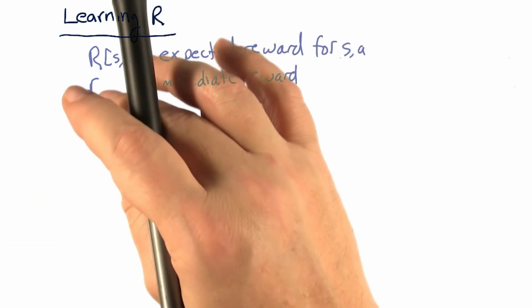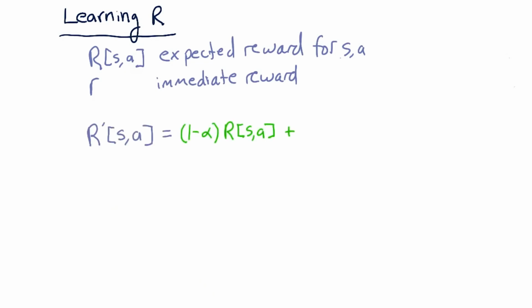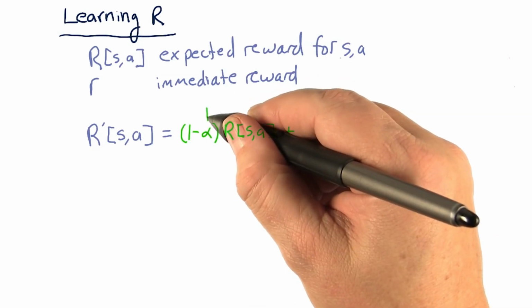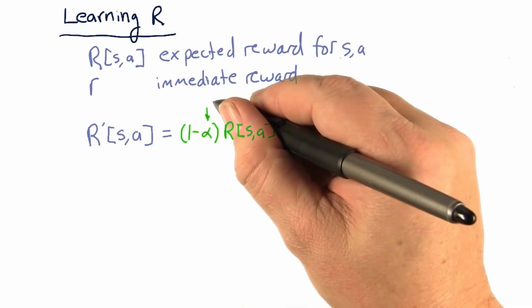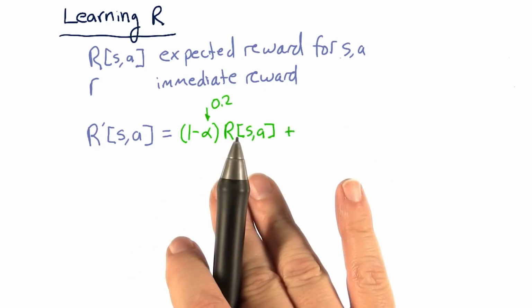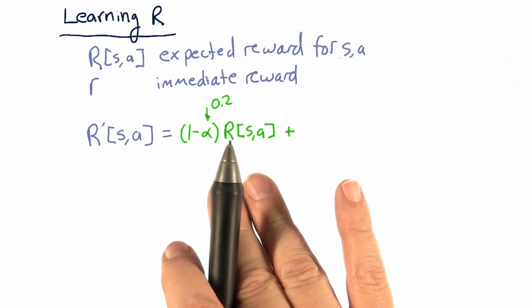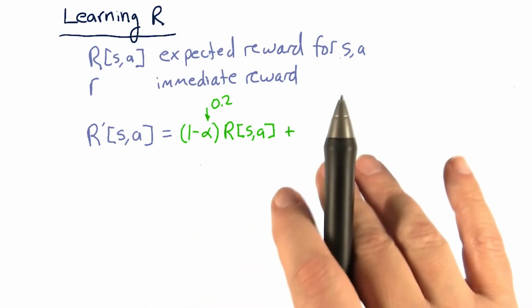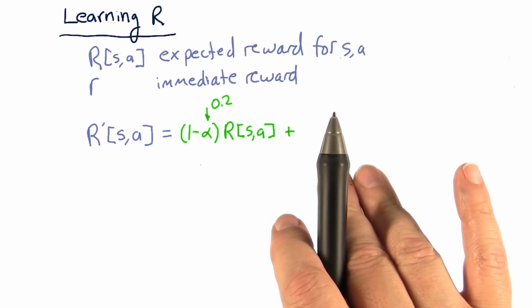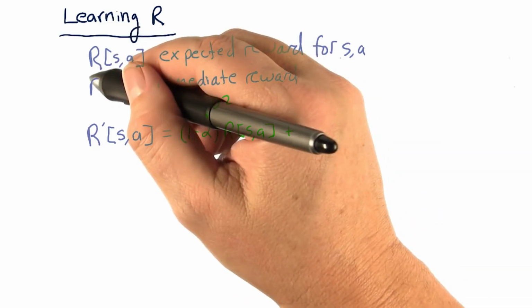We want to update this model every time we have a real experience. And it's a simple equation, very much like the Q-table update equation. What we have is 1 minus alpha, where alpha is our learning rate. And again, that can typically be something like 0.2. We multiply that times our current value for R. And then we add in, of course, our new estimate of what that value ought to be. And we just use little r for that new estimate.